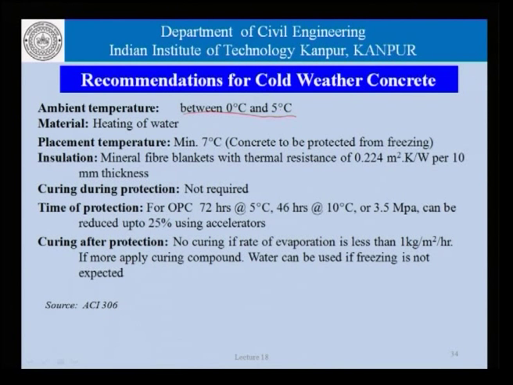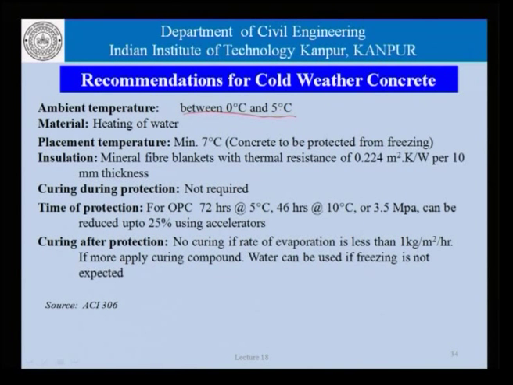As far as insulation is concerned, we may prescribe the use of mineral fiber blankets with a certain thermal resistance. We may say that, however, we do not require curing during protection. As far as the time for protection is concerned, we can lay down limits in terms of hours or in terms of strength developed.